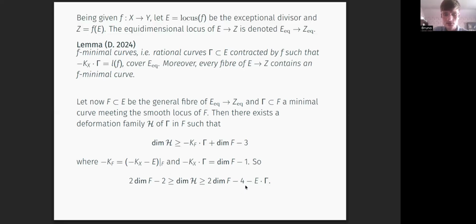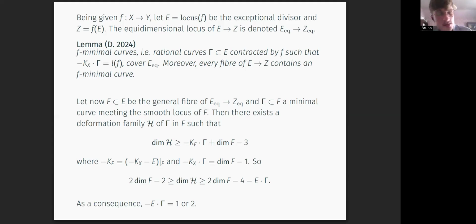And in the end, what can we conclude? We can conclude that minus E times gamma, which is relatively, minus E is relatively ample, so minus E times gamma is positive. This can only be equal to 1 or 2, right? And well, these are two cases to discriminate, right? And if minus E against gamma is equal to 2, for instance, then we are in the case where I find the deformation family of gamma in F whose dimension is equal to 2 times the dimension of F minus 2. So that's the case where F is a projective space, right? And when minus E times gamma is equal to 1, then this requires a little bit more work.